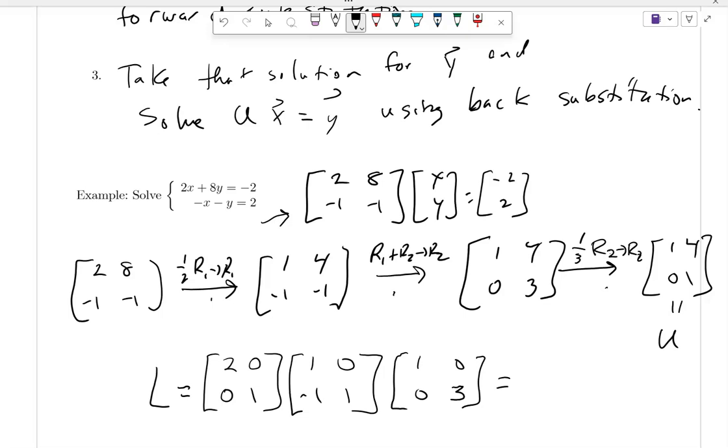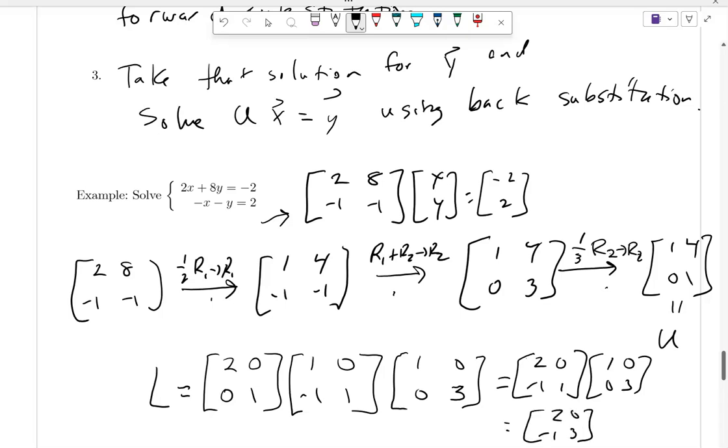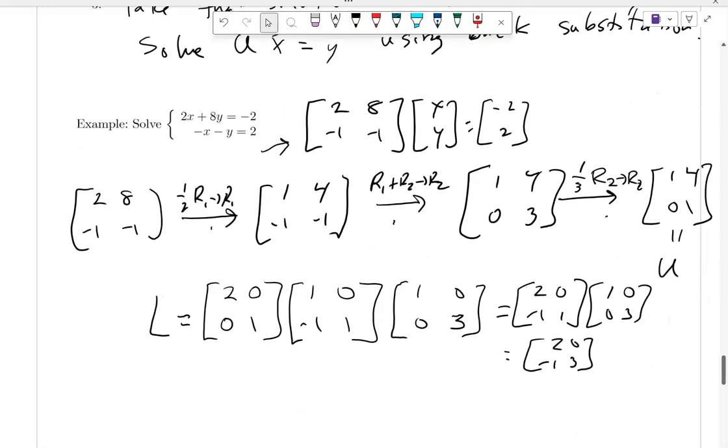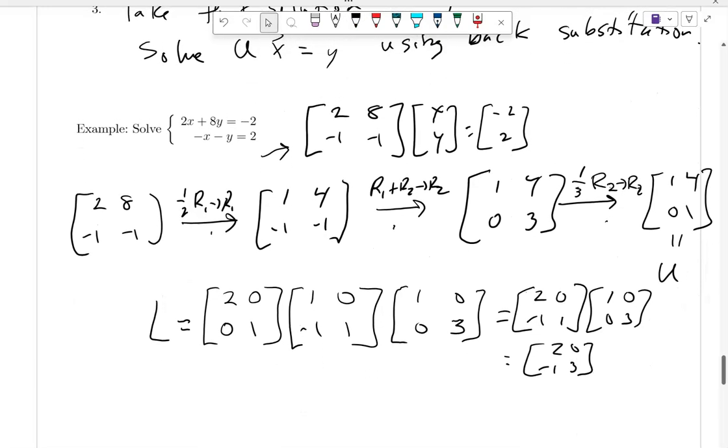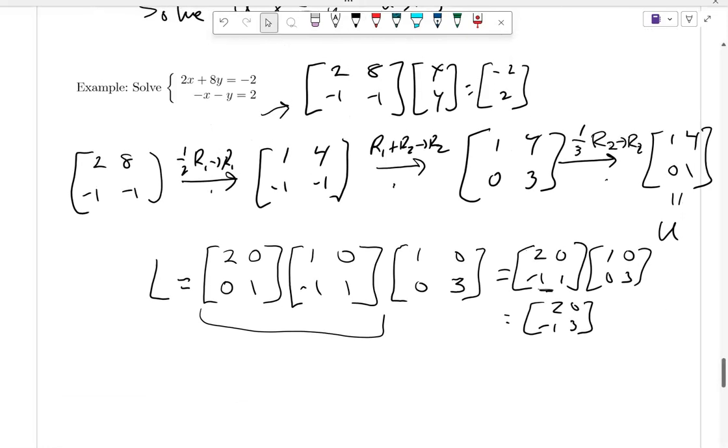Now multiply your matrices together. When I multiply the first 2 together, you'll get 2, 0, 0, 2, 0. Sorry, -1, 1. And then the next one, if you multiply together, you'll get 2, 0, -1, 3. Wait, what did you just do? I multiplied the first 2 matrices together to get that one, and then multiplied by the last one.